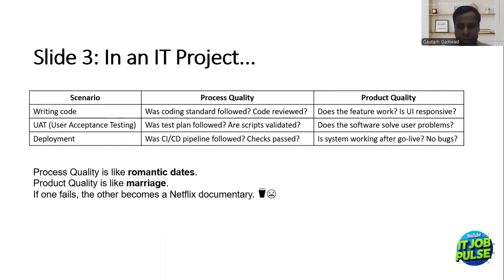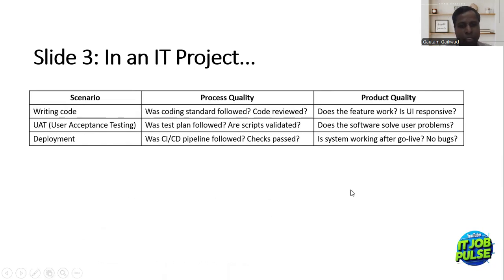Is it functional? Deployment. Was a CI/CD pipeline followed? Did checks pass? Is the system working after go live, with no bugs? CI/CD is continuous integration, continuous deployment, and there is a standard process you need to follow. Deployment is nothing but making the product go live, and we are checking all the things at the time of deployment, and also after the system goes live, whether it is running without bugs and working well.